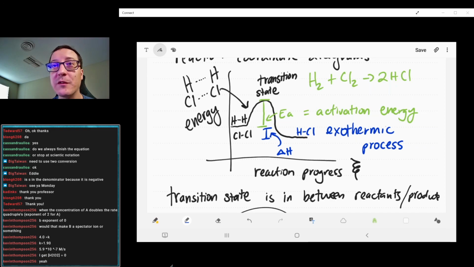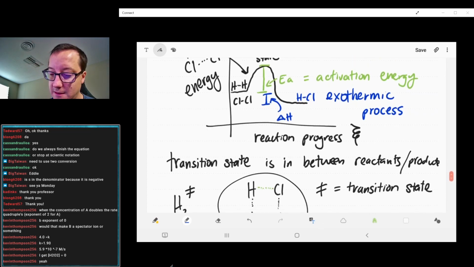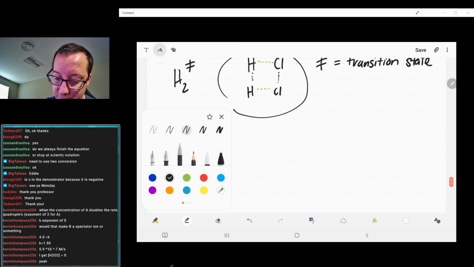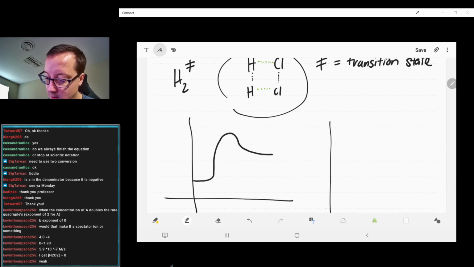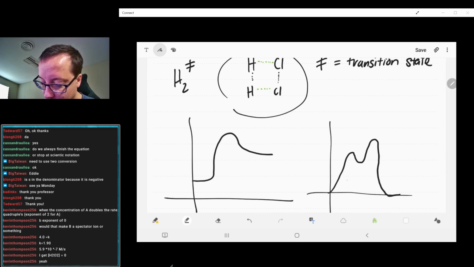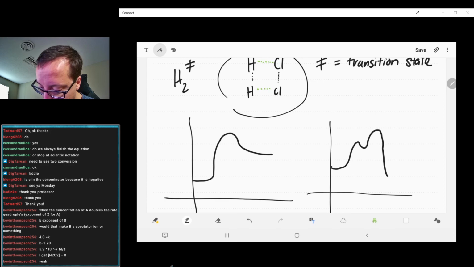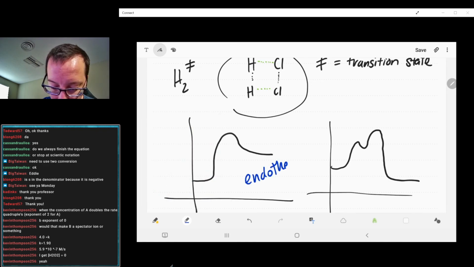So we have quite a bit of information here, and sometimes we're going to see that we have all sorts of different ones. So we can have an endothermic process. I guess we can't ever start at 0 energy, huh? Let me try that again. We can have other reaction coordinate diagrams. So for example, this one is endothermic. This one is multi-step.